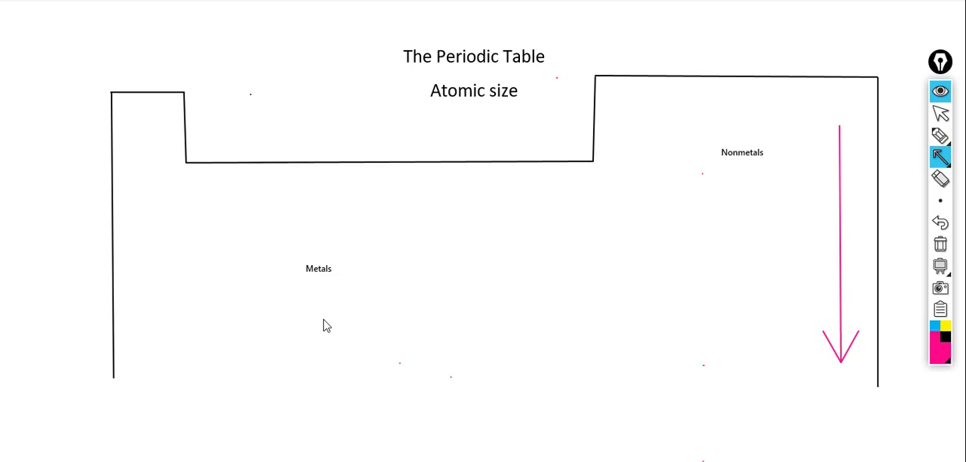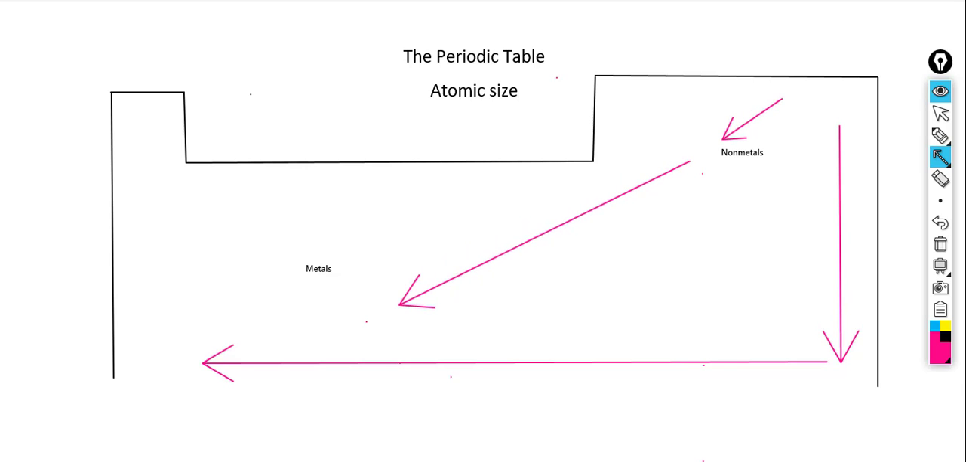But they also get larger, not from left to right, but from right to left as you go this way in the periodic table. So the general trend in the atomic size is to go from the upper right to the lower left here. That's the general trend. So the larger atoms are in the lower left, and the smallest atoms are up here in the upper right.